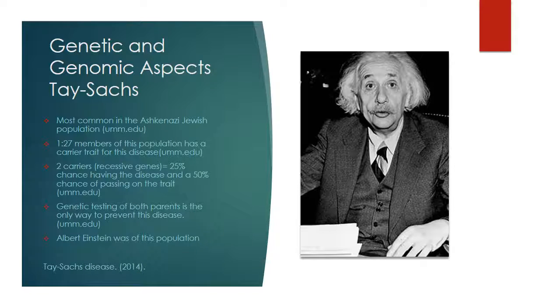Genetic and genomic aspects of Tay Sachs disease. This disease is most common in the Ashkenazi Jewish population. 1 in 27 members of this population has a carrier trait for the disease. When parents come together and both of them have the carrier traits or the recessive genes, there's a 25% chance that they'll have a child with the disease and a 50% chance that they will pass this trait along.